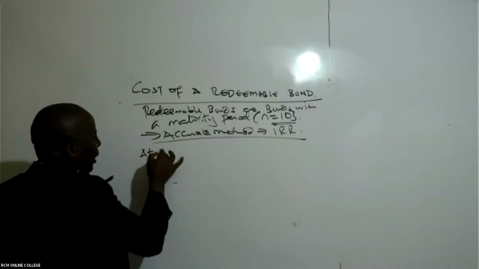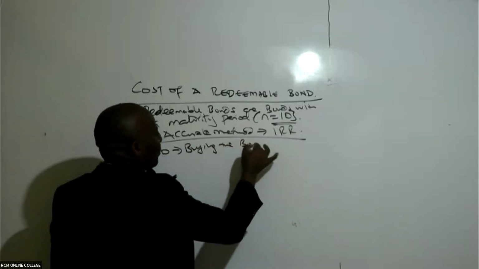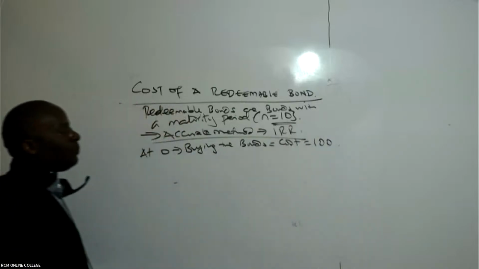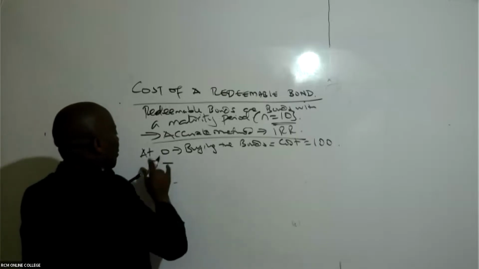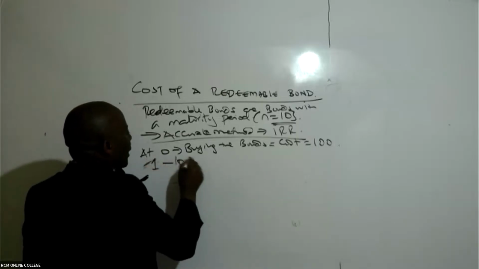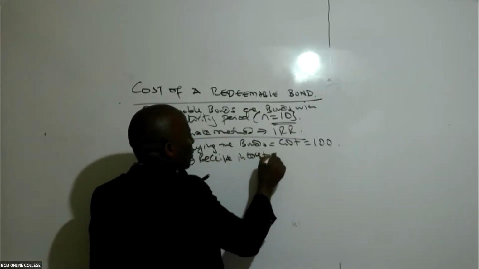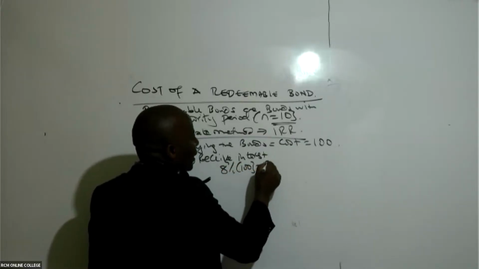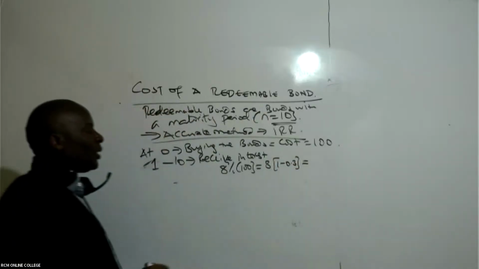So at time zero, when I'm buying the bonds, the cost will be at par 100. That's what they have told us. And then from years 1 to years 10, I shall receive interest. And interest rate is 8% over 100, but this has to be tax adjusted.